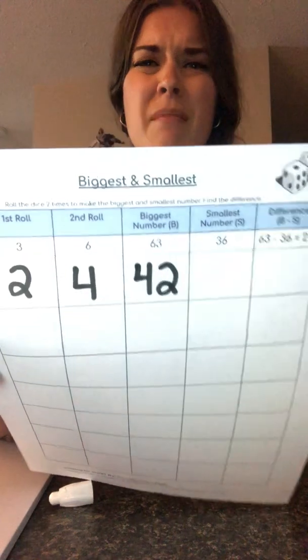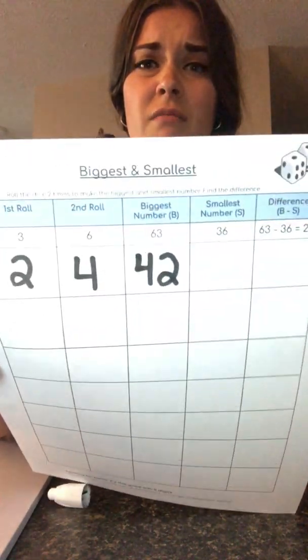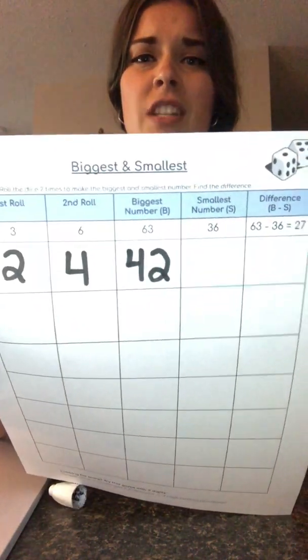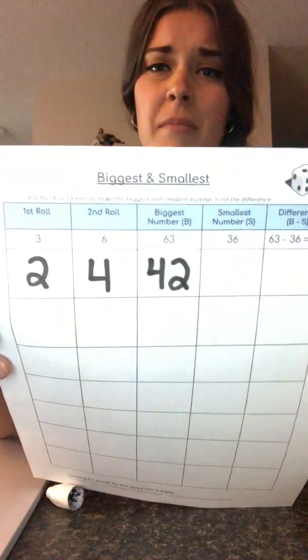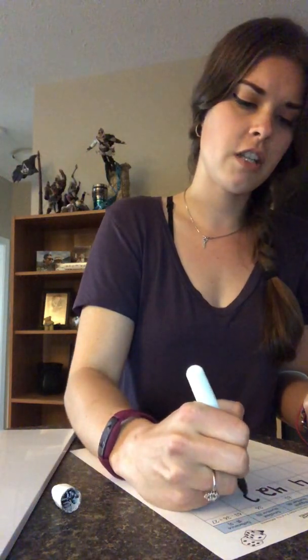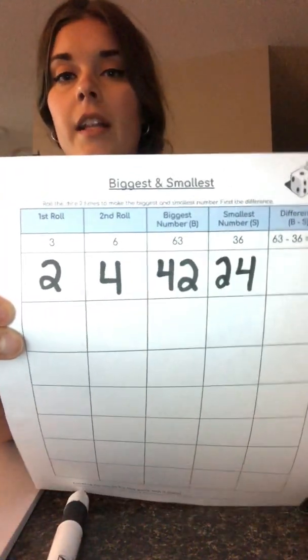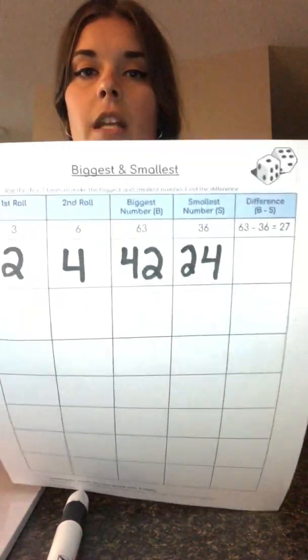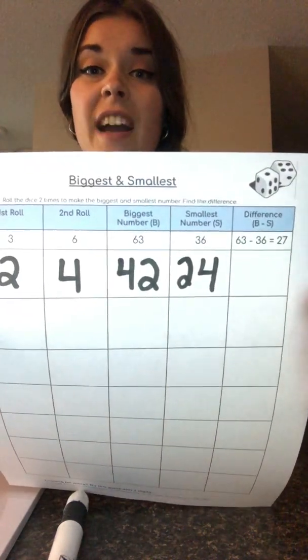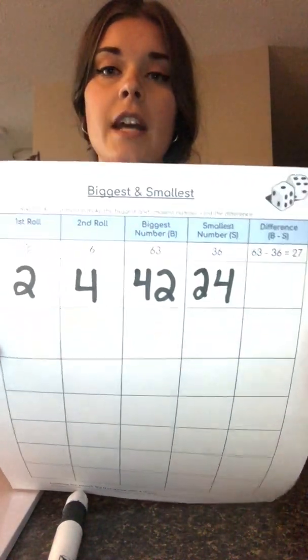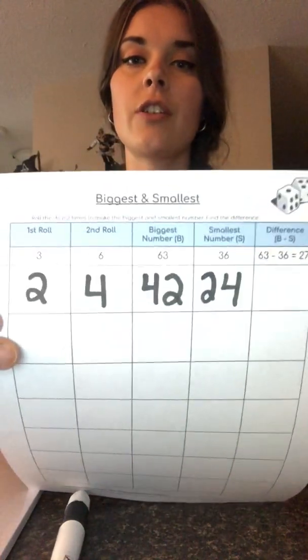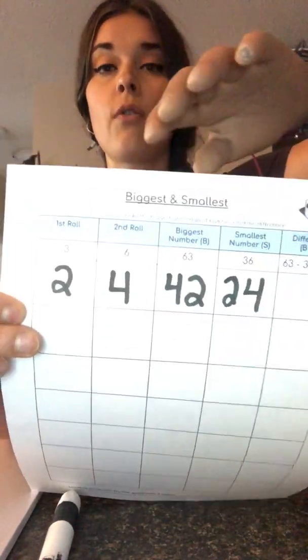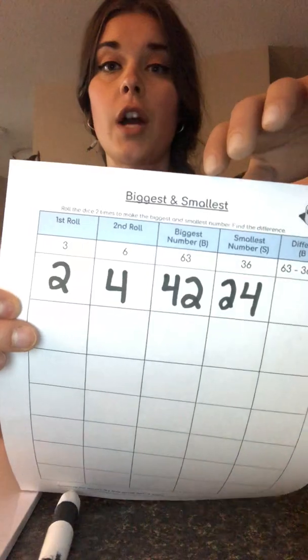What would be the smallest number I can make using these 2 digits? Well, I simply have to reverse what I did in my biggest column. I'm just going to switch the 4 and the 2, and that will give me 24. So now your recording page looks something like this. The last thing we need to do is subtraction to find the difference. So we need to find out how many numbers are between 42 and 24.